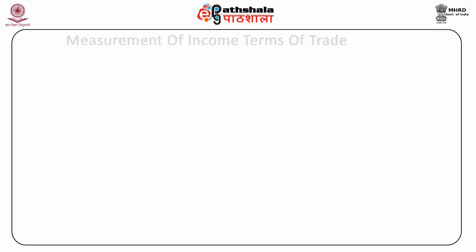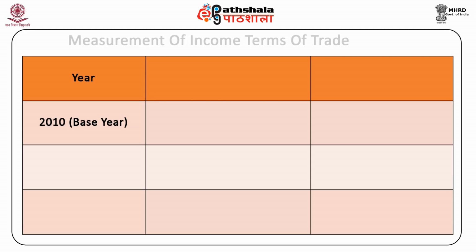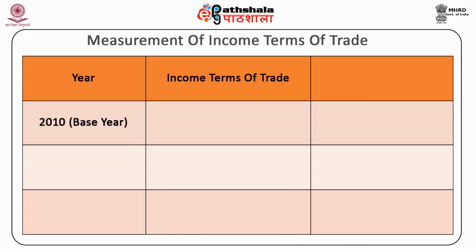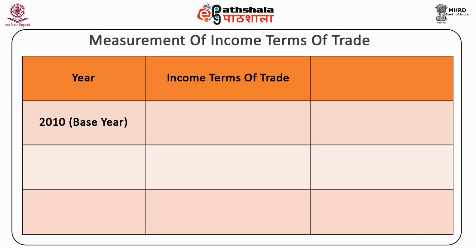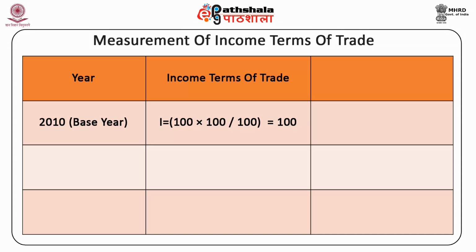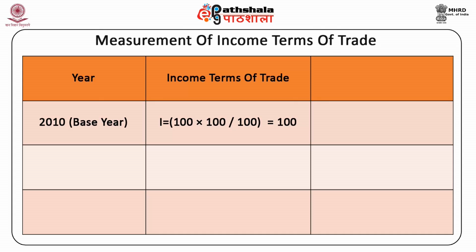Here again, we have taken 2010 as the base year. For the base year 2010, we assign a value of 100 for all the three variables, that is, export price index, import price index, and the export quantity index. The income terms of trade for the year 2010 is 100 divided by 100 multiplied by 100, which equals 100.